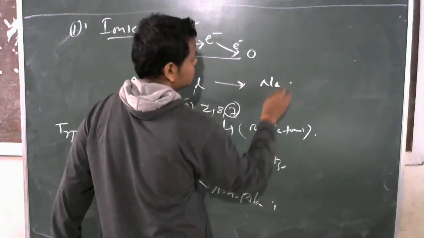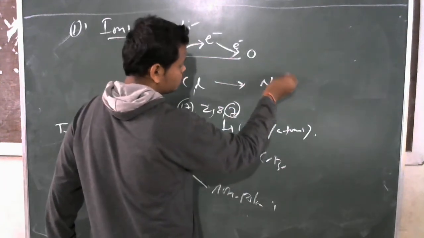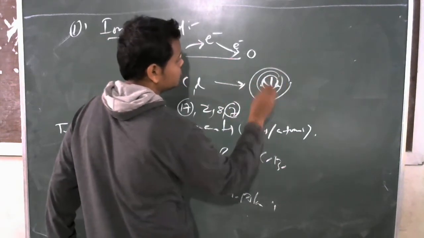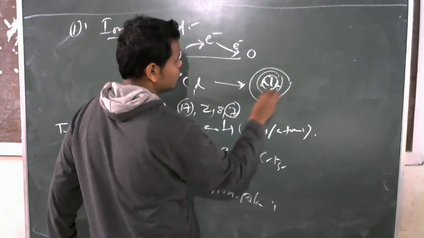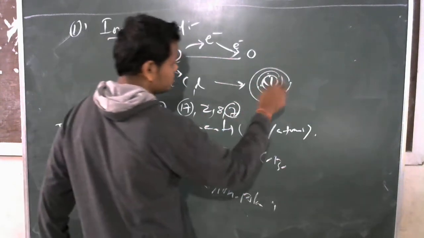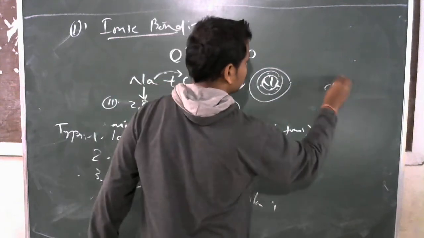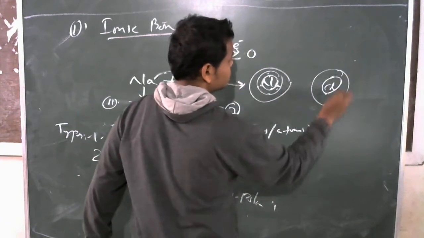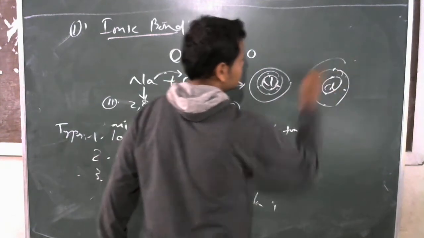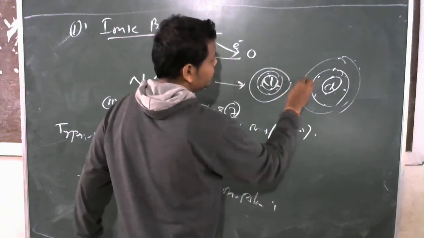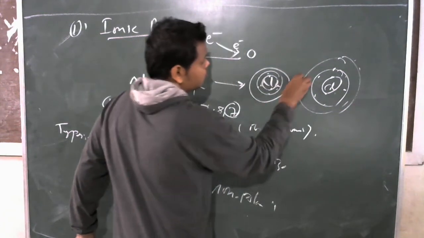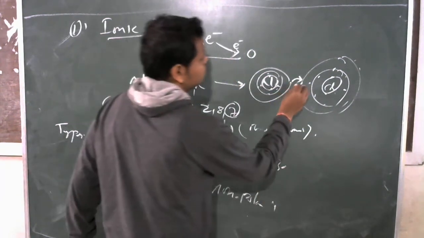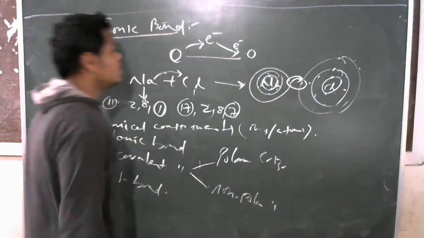This is the electron in the outermost shell. Suppose this is the K shell: in the K shell 2 electrons, in the L shell 8 electrons, and in the outermost shell 1 electron. For chlorine also, in the K shell 2 electrons, in the L shell 8 electrons, and in the M shell 7 electrons. When this electron is lost from the sodium ion and gained by the chlorine ion, the bond formed is called ionic bond.